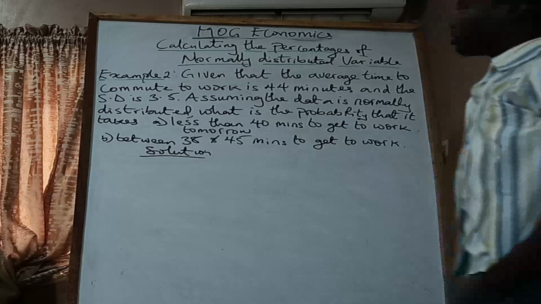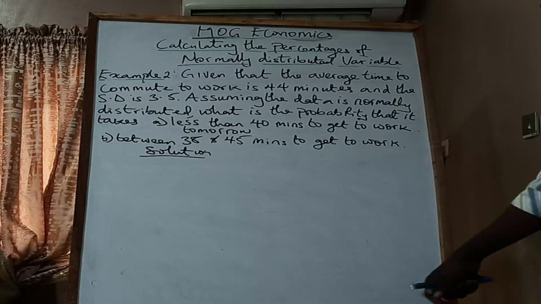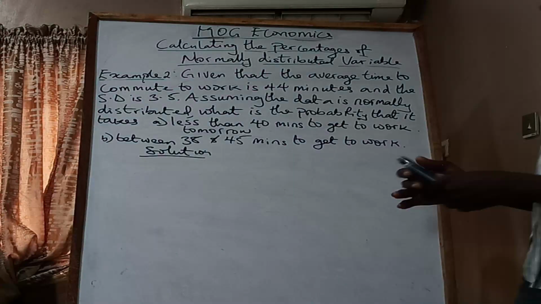All right, we have the second question to deal with. Given that the average time to commute to work is 44 minutes and the standard deviation is 3.5, assuming the data is normally distributed, what is the probability that it takes A, less than 40 minutes to get to work tomorrow, and B, between 38 and 45 minutes to get to work? All right, so let's get to work.